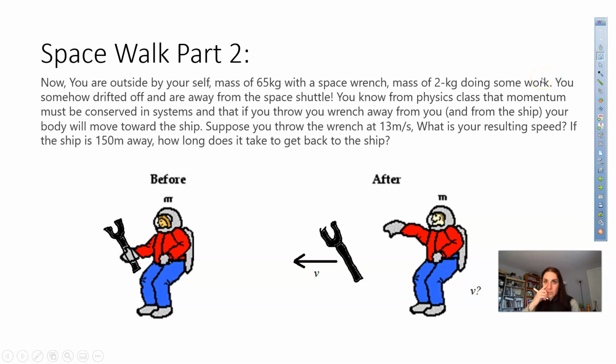Part 2. So now you're outside by yourself and you have that mass and you're doing some work with your wrench, but somehow you drifted away. So, you know, in physics class, that momentum must be conserved. So if you throw your wrench away, that should bring you back to your ship. So let's see. Suppose you throw the wrench at that speed. What is your resulting speed? And if your ship is that far away, how long does it take?